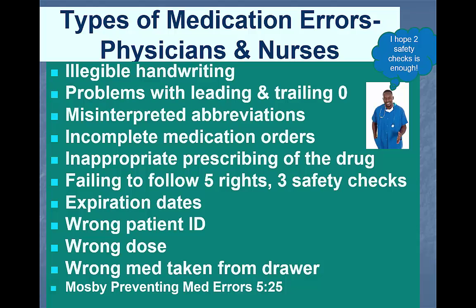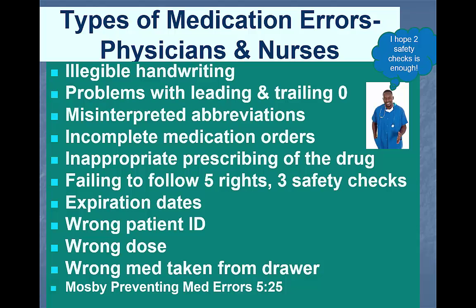QD had a big problem. QOD, people misinterpreted as every day when it was supposed to be every other day. So there's a lot of those. The U for units we used to use. We'd put 1 U, and if the U was sloppy, it could look like a 1-0, like a 10, and somebody would give 10 units of insulin instead of 1. So now you have to write out units. You have to write out daily.